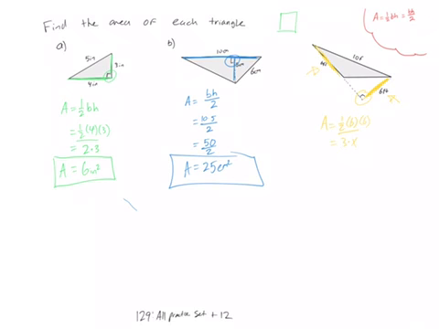3 times 6 is equal to 18. This would be feet squared. 18 feet squared.